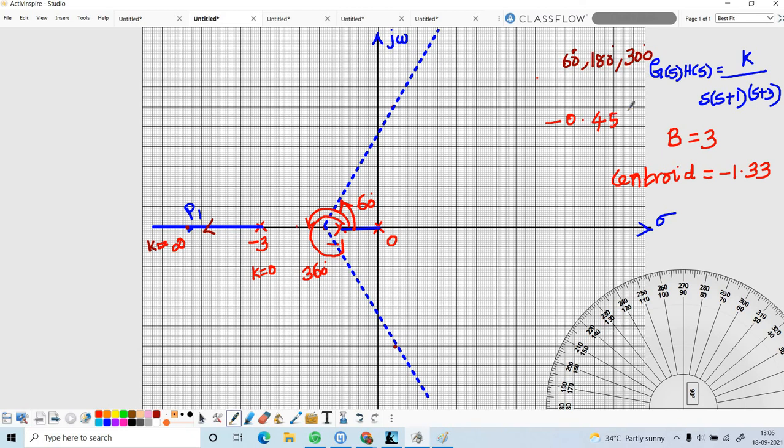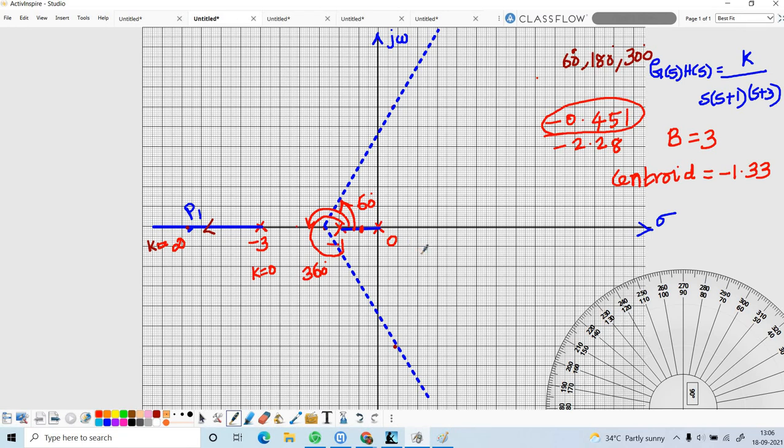Minus 0.451, minus 2.28. Okay, see which one is the breakaway point? The breakaway point is between 0 and minus 1. So which one is correct? Minus 0.451. That is in between 0 and minus 1. So I have to mark the breakaway point here. So this is the breakaway point, minus 0.451.